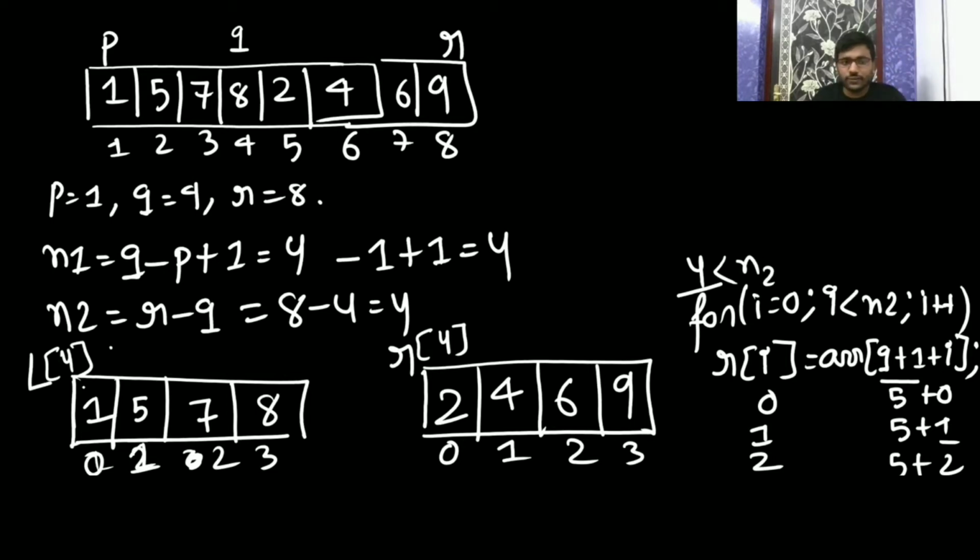Okay. So in this way, left array is going to have the left half of the elements of the array. So first half is going to be in the left array and second half is going to be in the right. So now we got two sorted arrays. One sorted array is having 1 5 7 8. Another sorted array is having 2 4 6 8.